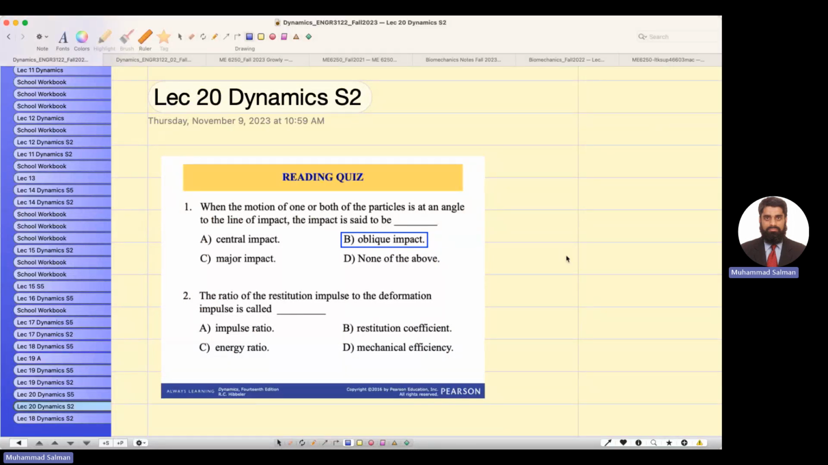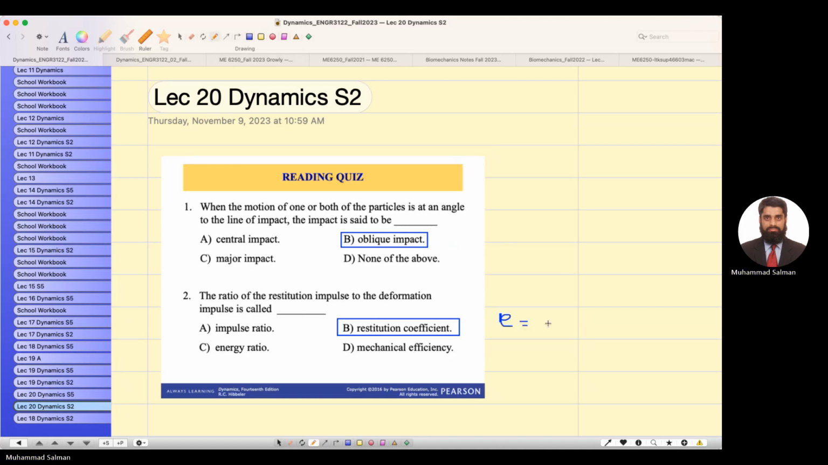So the question is the ratio of the restitution impulse to the deformation impulse. This is known as the coefficient of restitution, and you can also calculate it using the relative velocity formula. Let me show you this formula.